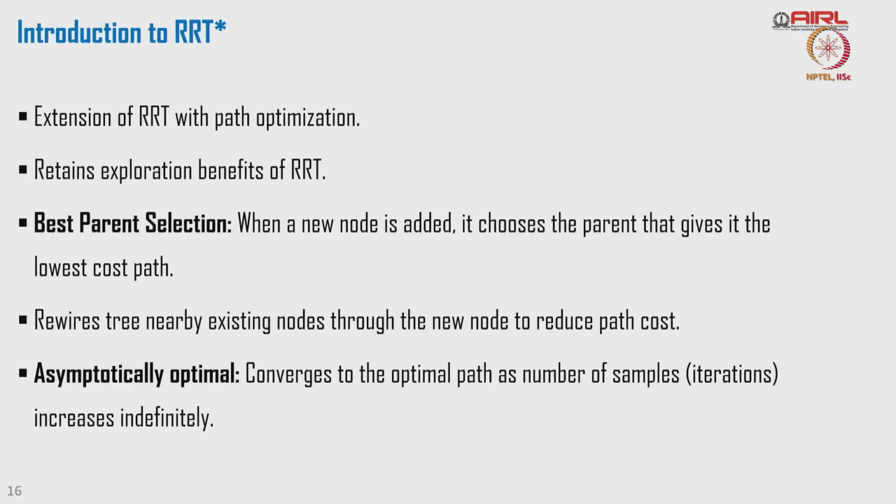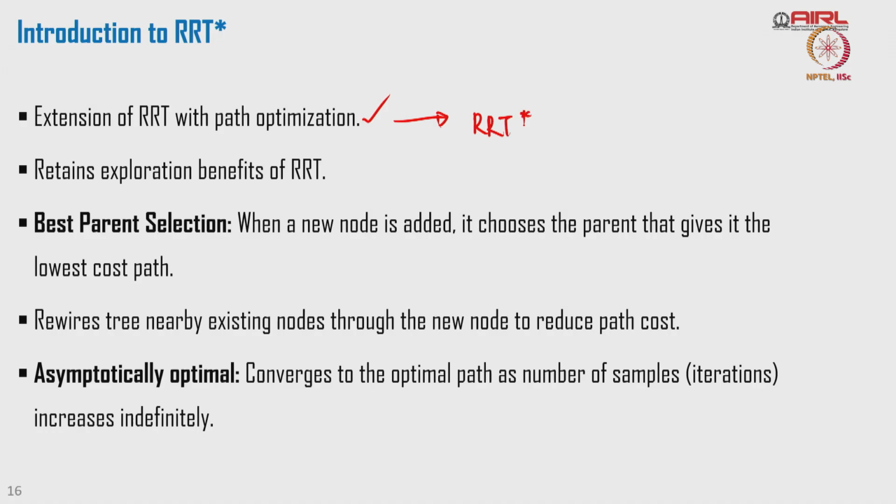Now, we will introduce RRT star. So, RRT star is an extended version of RRT, and it has certain features which can avoid the limitations of RRT, right. Now, what is the main limitation? The main limitation is that RRT might not get the optimal path, though it will find a path, right. So, the extension of RRT with path optimization is what we call RRT star.